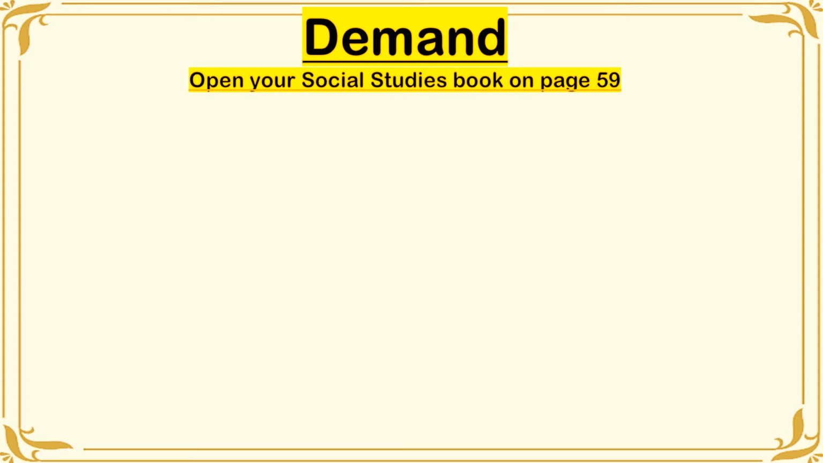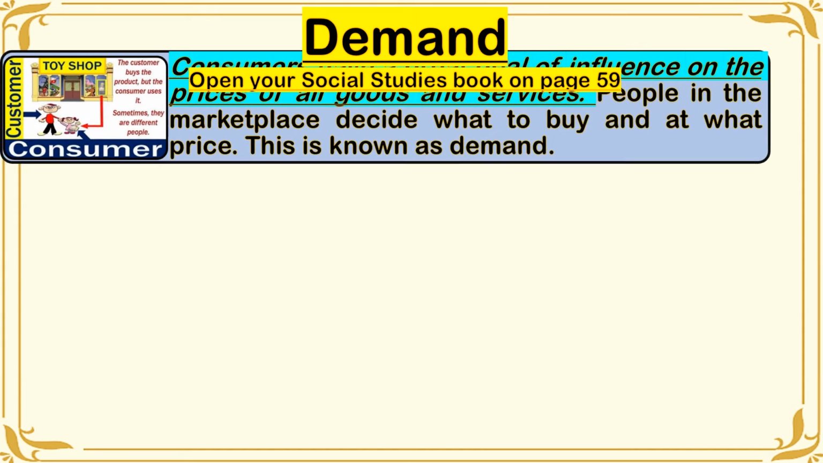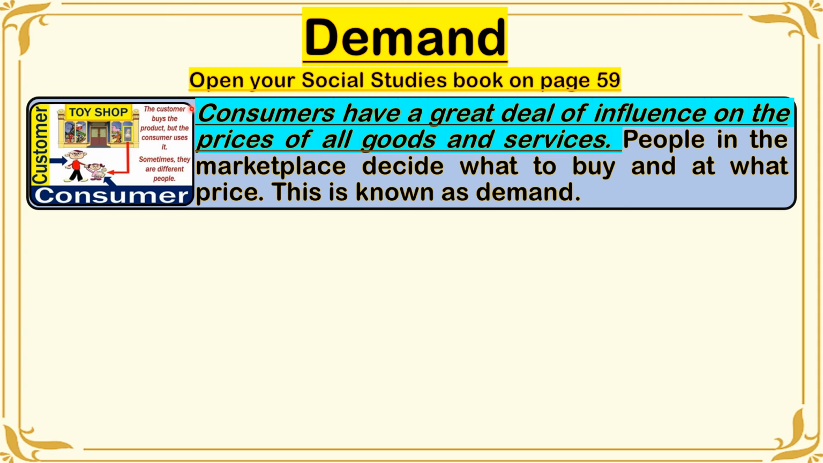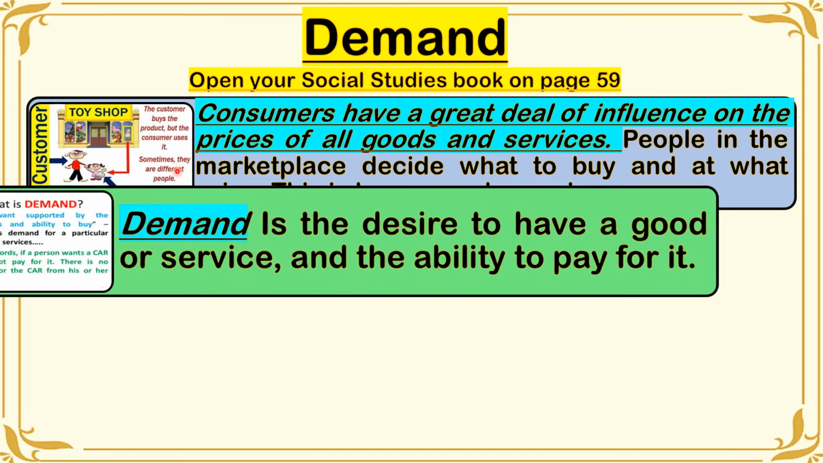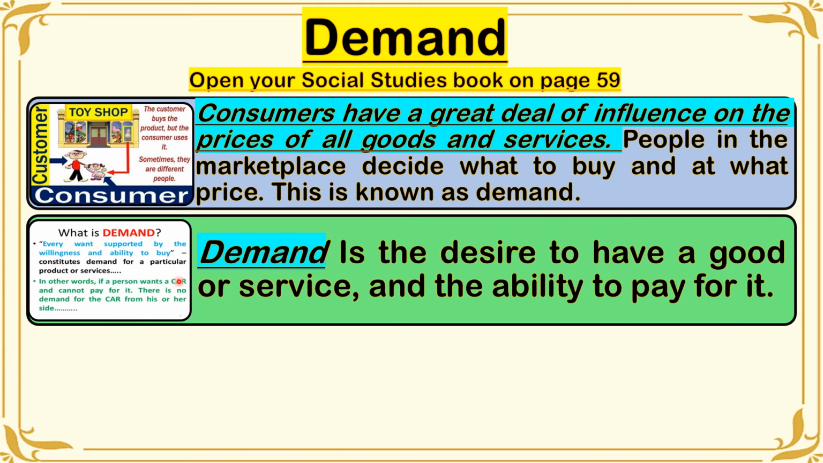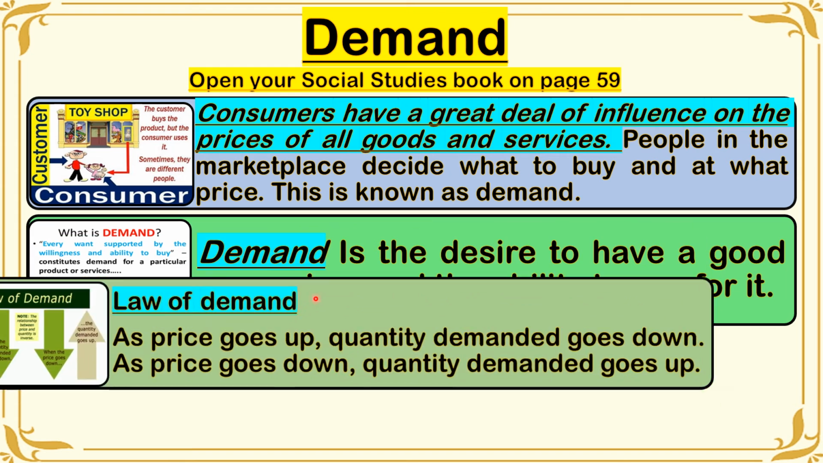Now, class, let us study about demand. Please open your social studies book on page 59. Consumers have a great deal of influence on the prices of all goods and services. People in the marketplace decide what to buy and at what price. This is known as demand. So I told you already, class, demand is the ability to pay for something that you want. Demand is the desire to have a good or service and the ability to pay for it.